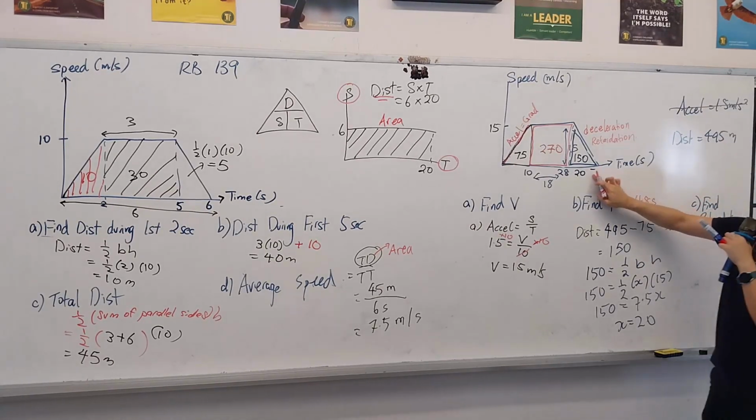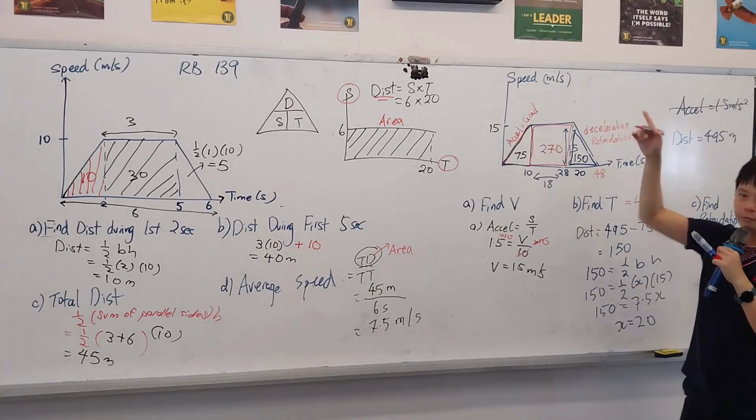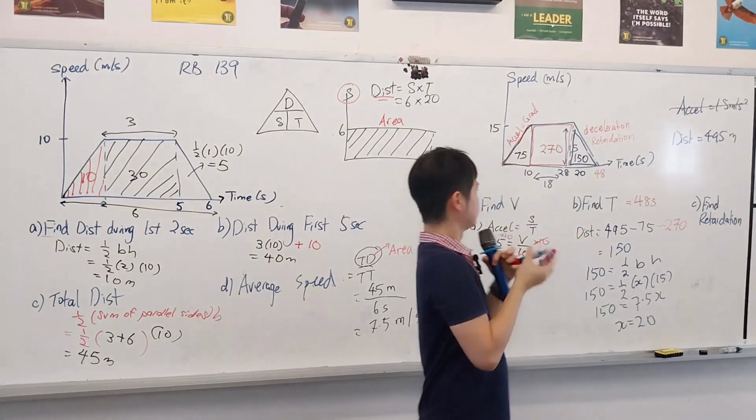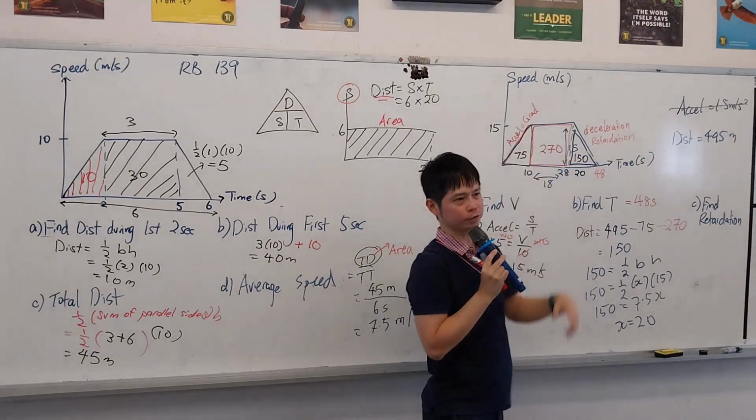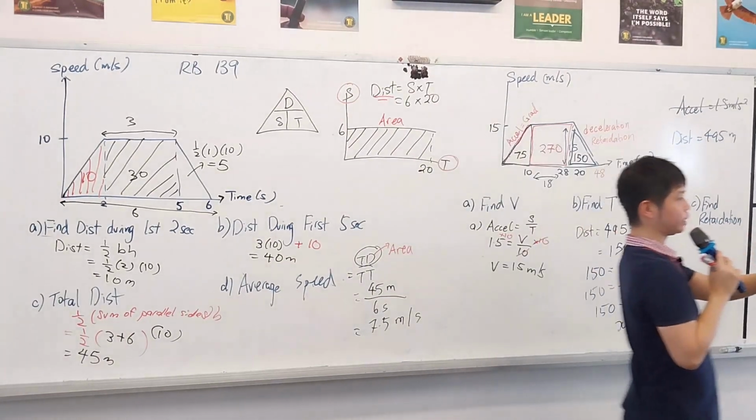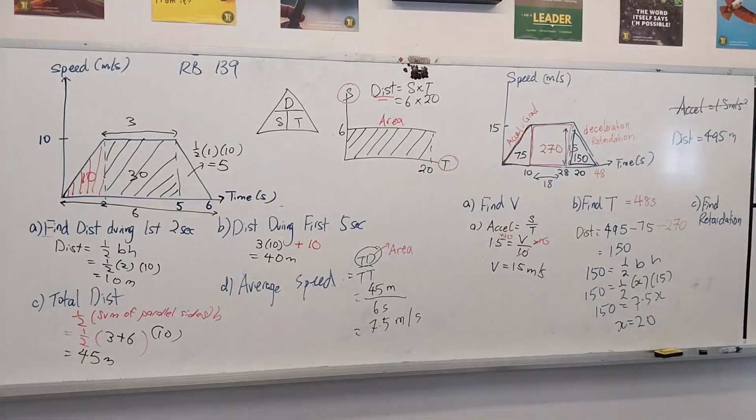Now that I know this is 48, one last thing to do before we end the day. Can you find the retardation now? Okay, that's the last thing. You learn two things, right? Area and slope. Can you find the retardation, and then that's it. Next lesson we will practice.